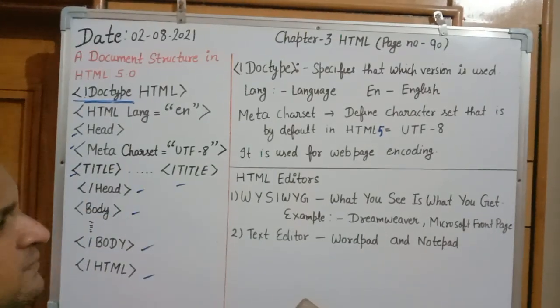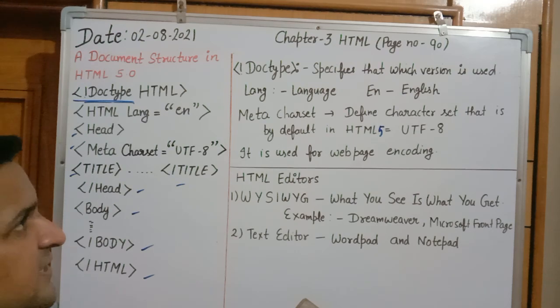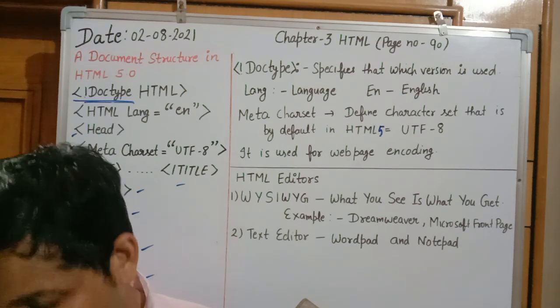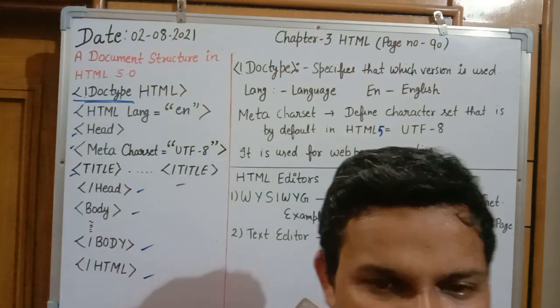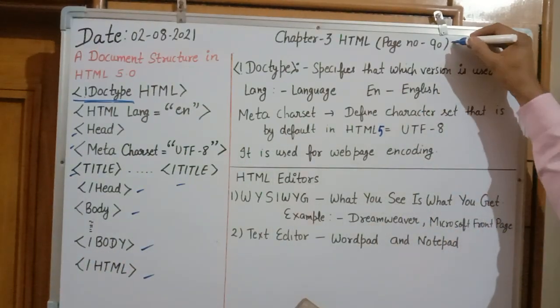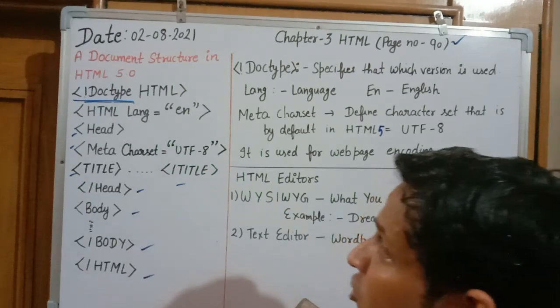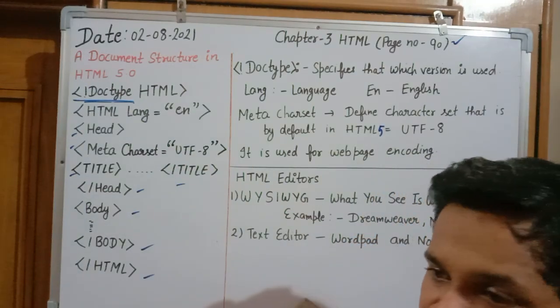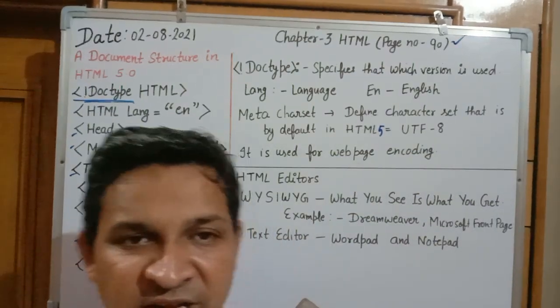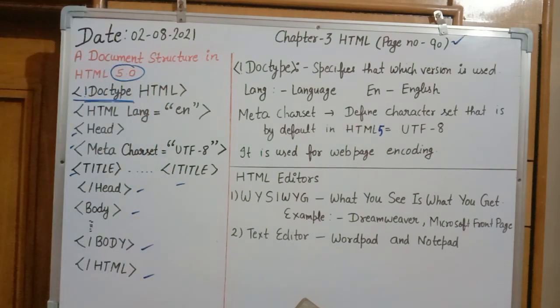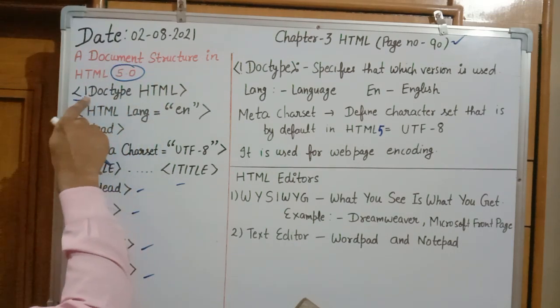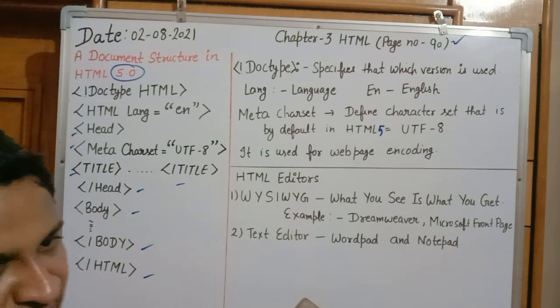So, in today's session, we are continuing with chapter 3, HTML. Please open your books, page number 90. On page number 90, you will see the topic: document structure in HTML. How to prepare the document in HTML and in which version? It is the 5.0 version, because the 5.0 version has a different document format.